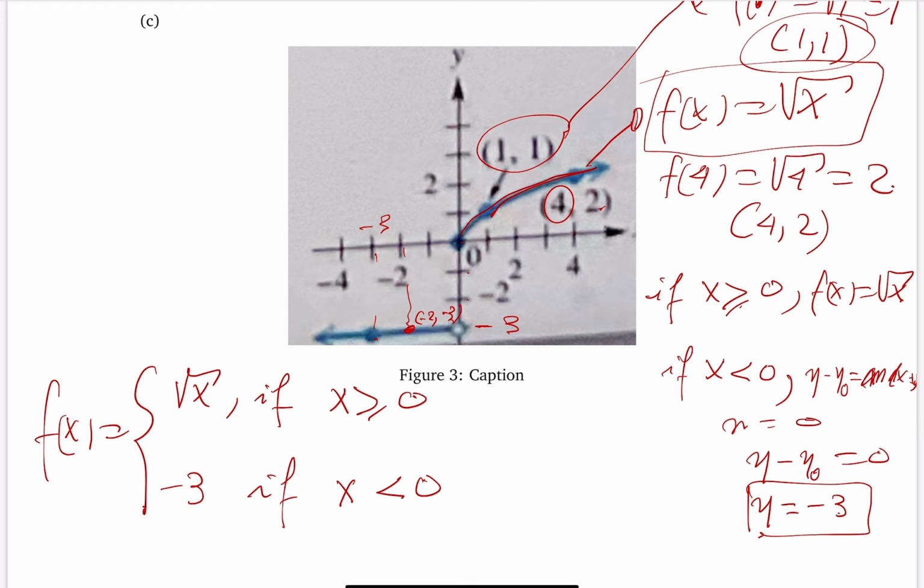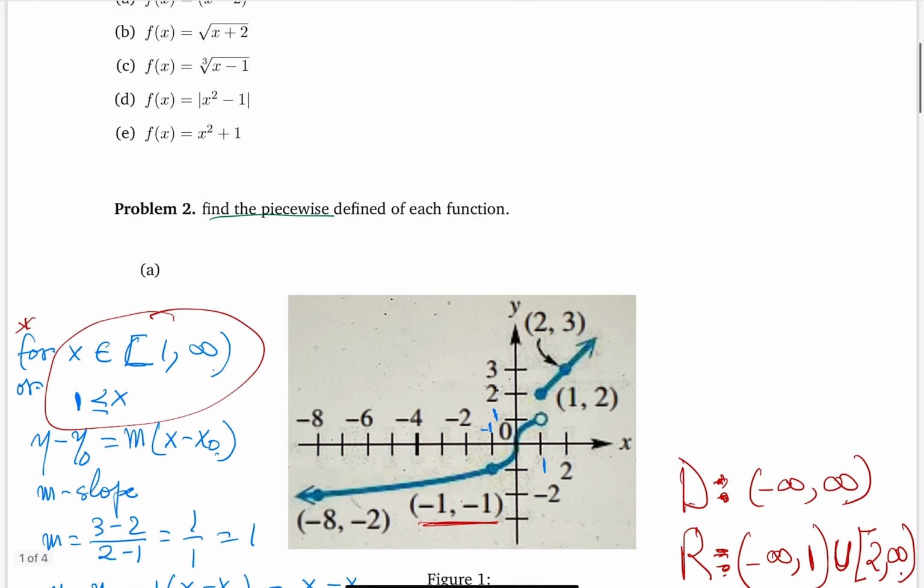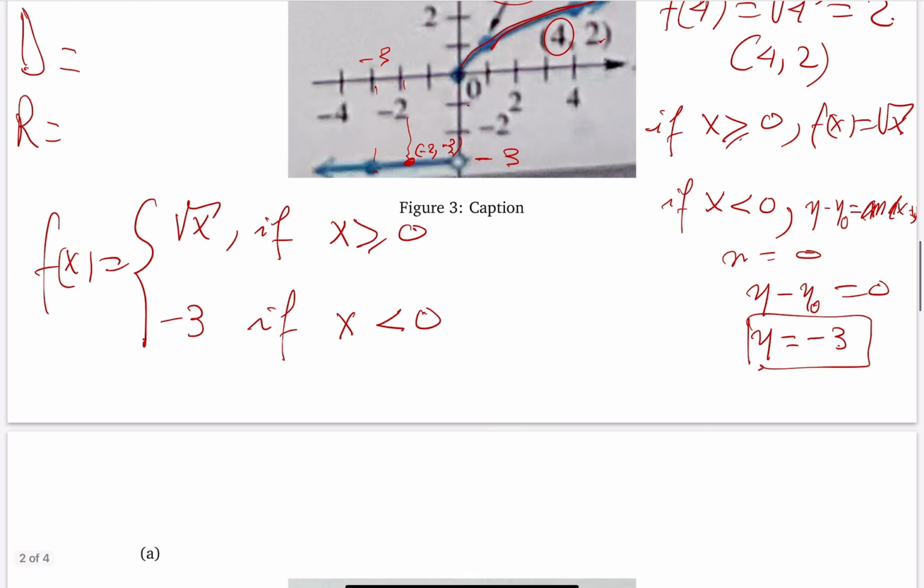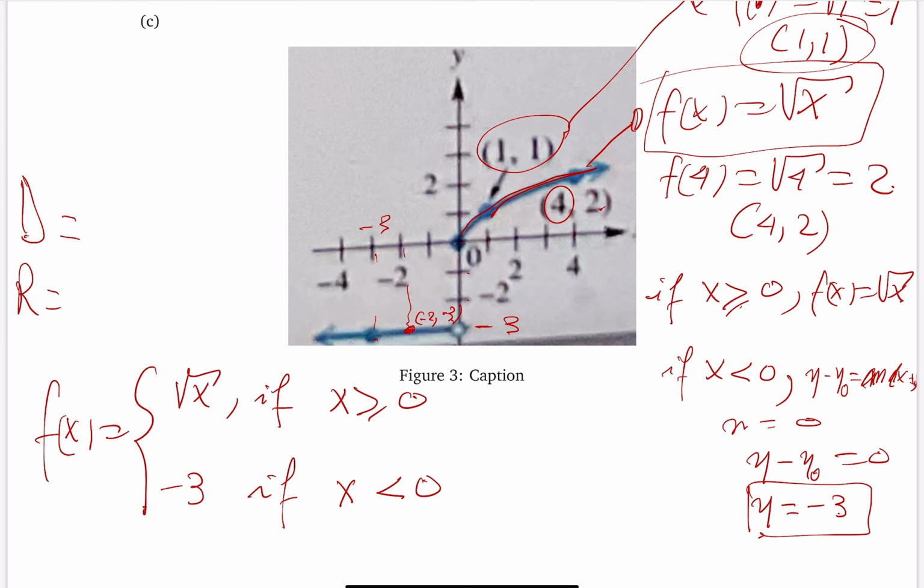Got it? Now to find the domain and the range. I will ask you this. Be careful. Even though I didn't put it here, I will ask you this on your exam. The domain and the range. For the domain, check all of the x-axis. The domain is negative infinity to 0, union 0 to infinity. So the domain is just all real numbers.